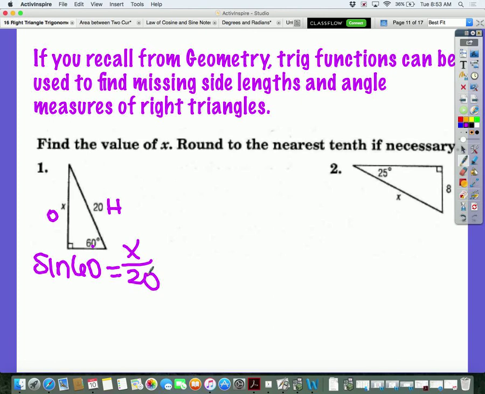And then to find x, you need to solve. How do you solve? Multiply both sides by 20. So you'll have 20 sine 60 equals x. And that's what you type into your calculator. Now, if you do not have a calculator that allows you to do trig functions, you get me down to this point right here. Because then I know this is what you would type into the calculator. So, calculator's out. We're typing this in. It's not 60 times 20, it's 20 times the sine of 60 degrees.